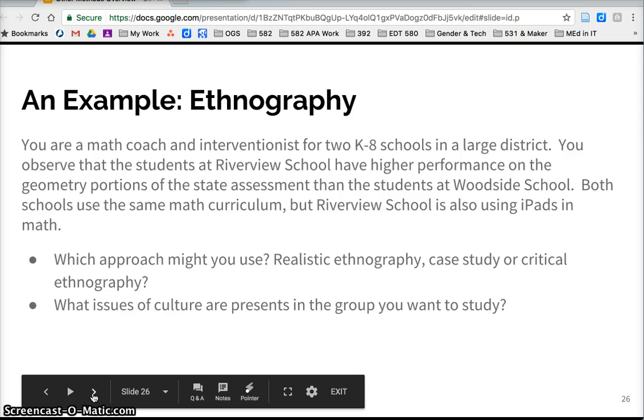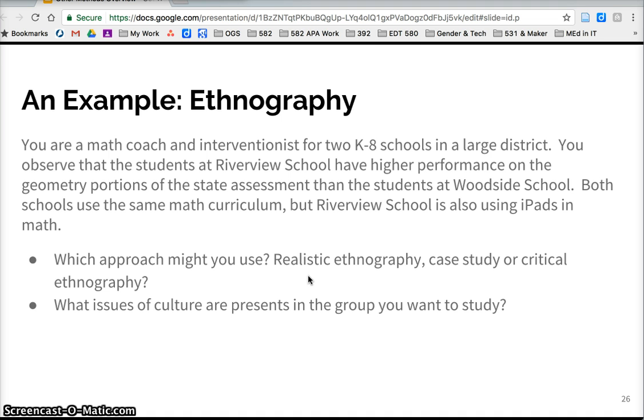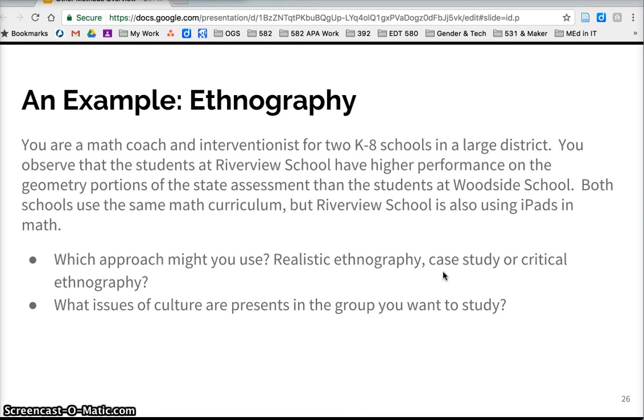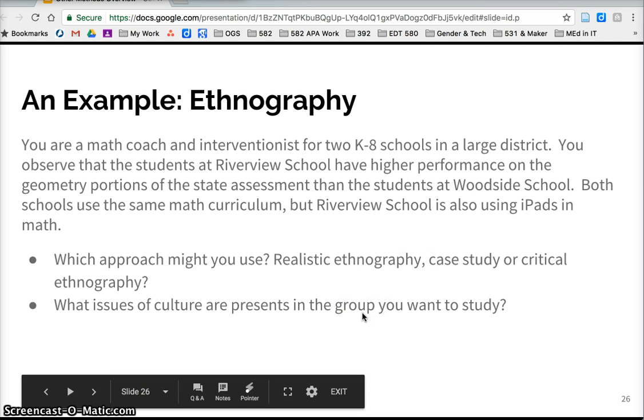So back to the example and how you might do that with an ethnography. For this, which approach might you use? Depending on the population of the two schools and teachers, my guess would probably be that you'd be looking at a case study approach within ethnography to try and document the differences here. And that is really to document what's happening inside the two schools that might contribute to this difference, and help you understand why there's a difference in performance. But you'd have to consider what issues of culture are present in the group, and there may be a compelling reason to use a different ethnographic approach if you wanted.